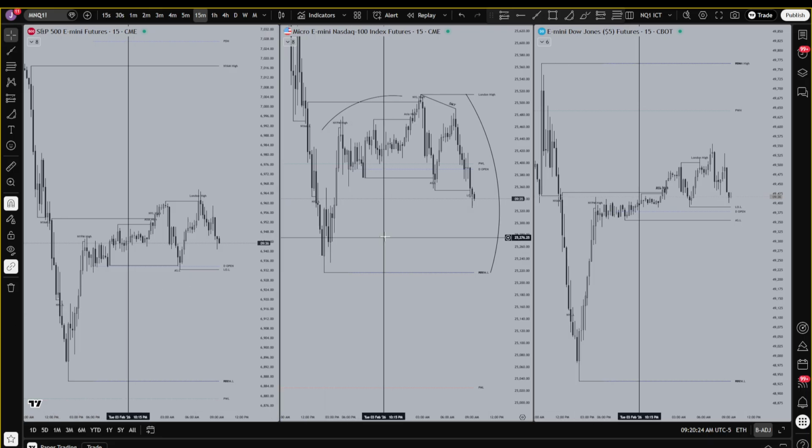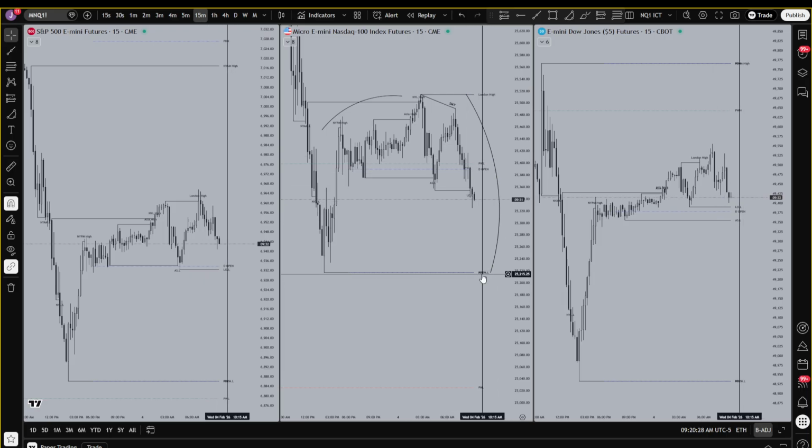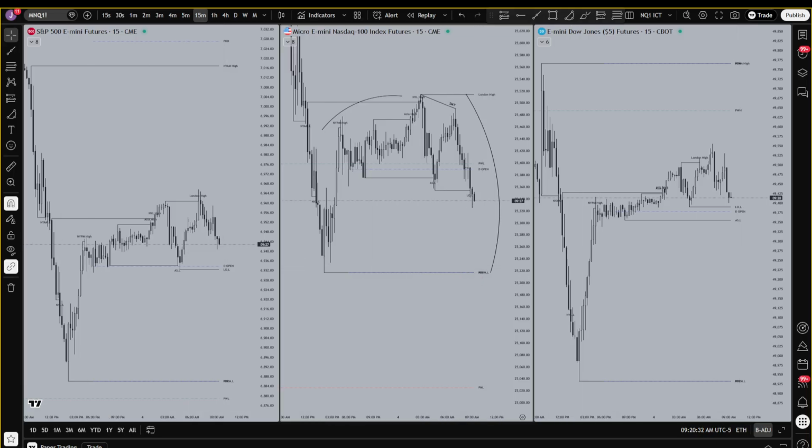I'm looking to see shorts. I want to see bearish down to this blue line down here, sitting at 218ish, around there.